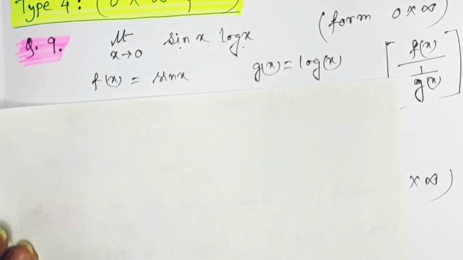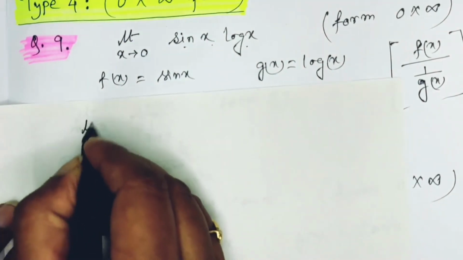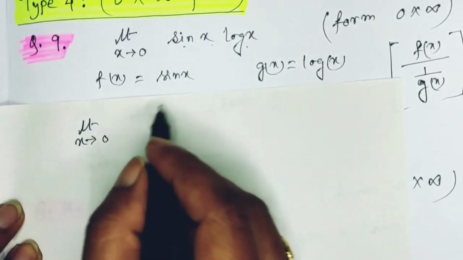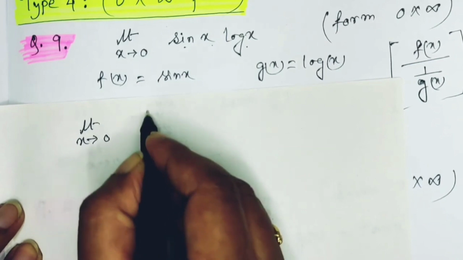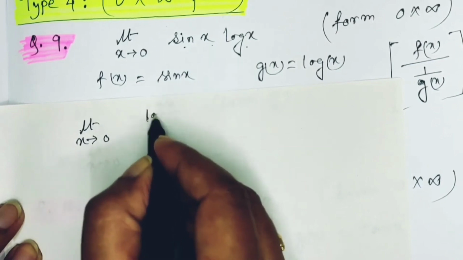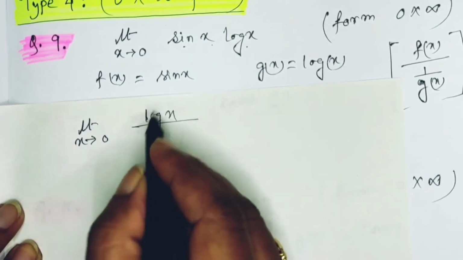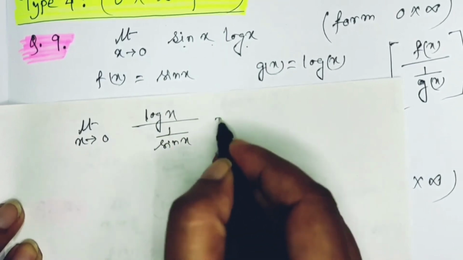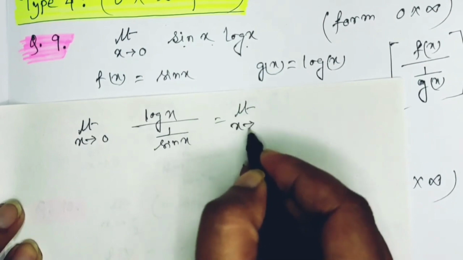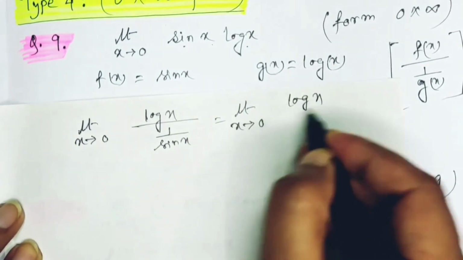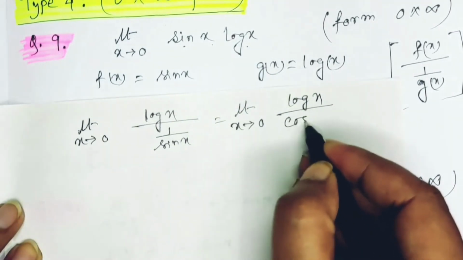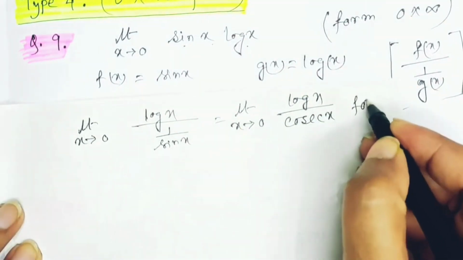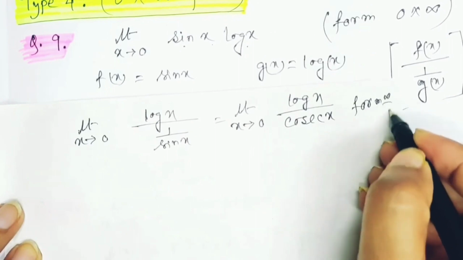So now come to this function, and here we shall find that it is limit x tends to 0, and we rewrite it in the form of 0 by 0. So we write it as log of x divided by 1 upon sine x, which can be written as log of x divided by cosec x, because we know that 1 upon sine x is cosec x. Now log 0 is infinity, so this is in the form of infinity by infinity.